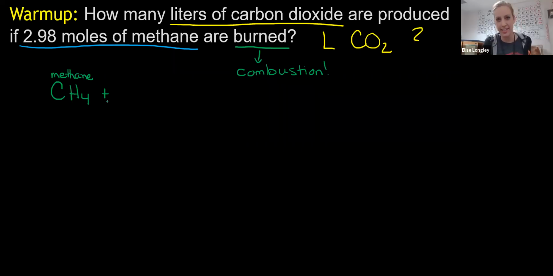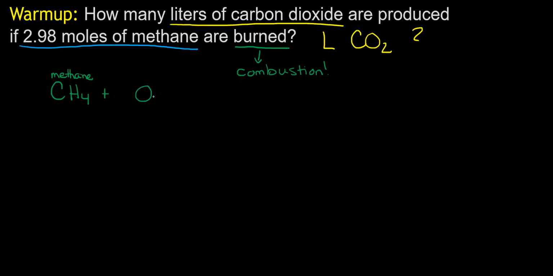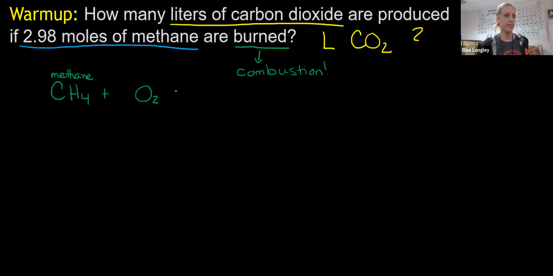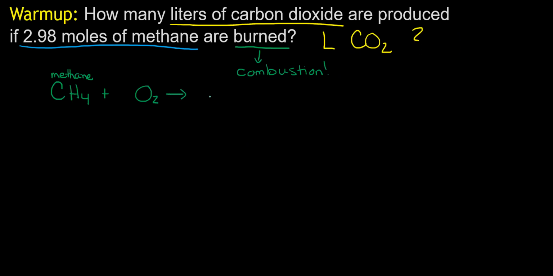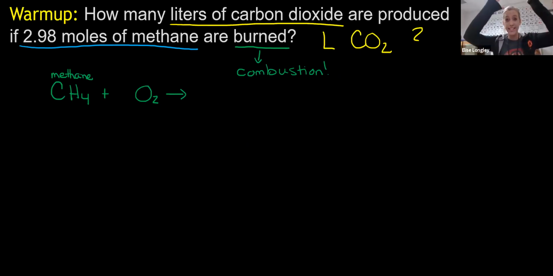So one of our reactants must be oxygen. How do I write oxygen in a chemical reaction? O2. Lovely. Why is it O2? Not just O. Because it's diatomic. It's diatomic. Okay, everybody. What are the diatomic elements?